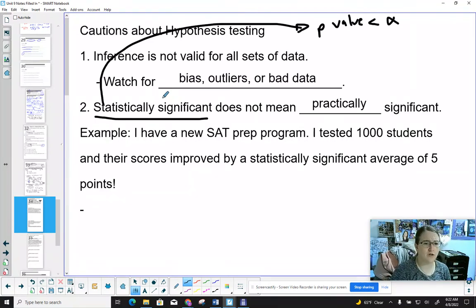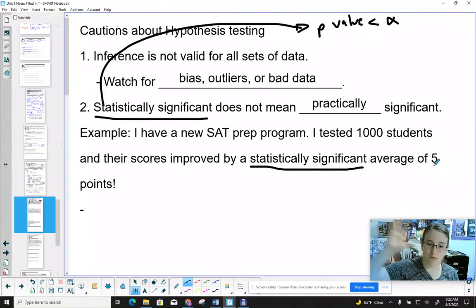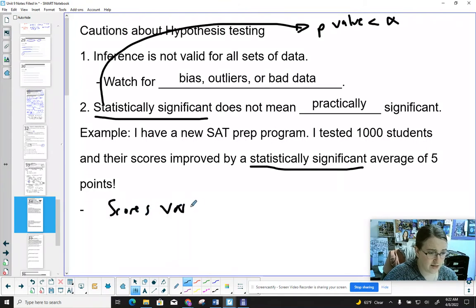For example here, I have a new SAT prep program. I tested 1,000 students, and their scores improved by a statistically significant average. Again, what that means is they did the math and figured out the p-value is less than alpha. By a statistically significant average of 5 points. Well, this improvement, this is just kind of knowledge that you guys don't know, which is why I'm just telling you. 5 points sounds great, but scores vary on the SAT test by 50 points.